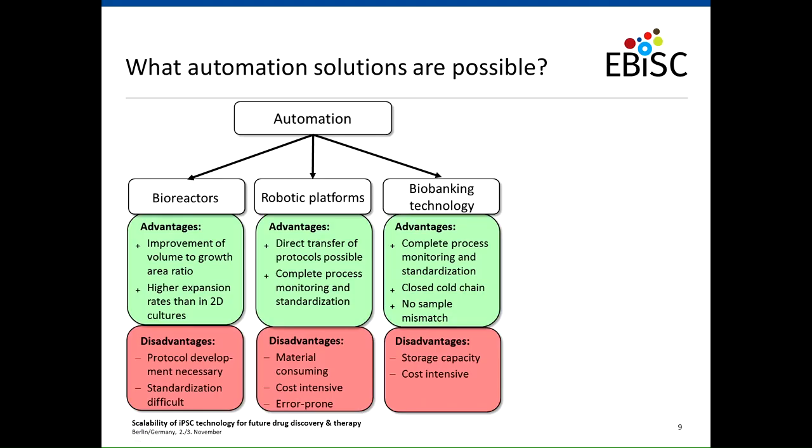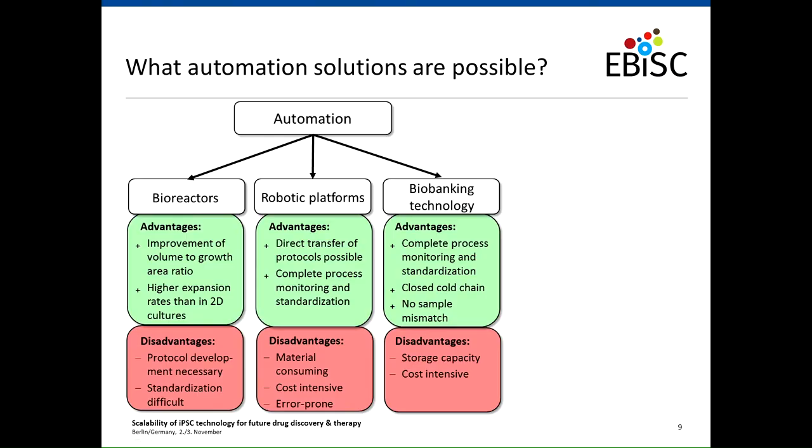And third, especially for the biobanking, you have the possibility to use innovative biobanking technology. With this, you have the advantage of complete process monitoring and standardization. These new systems guarantee a closed cold chain, and you avoid sample mismatches. Disadvantages here: most of these new biobanking systems have, in some points, a lower storage capacity, and they are also quite cost intensive.